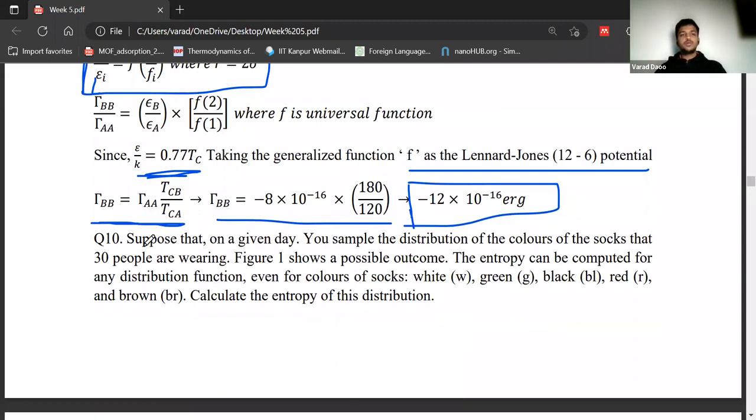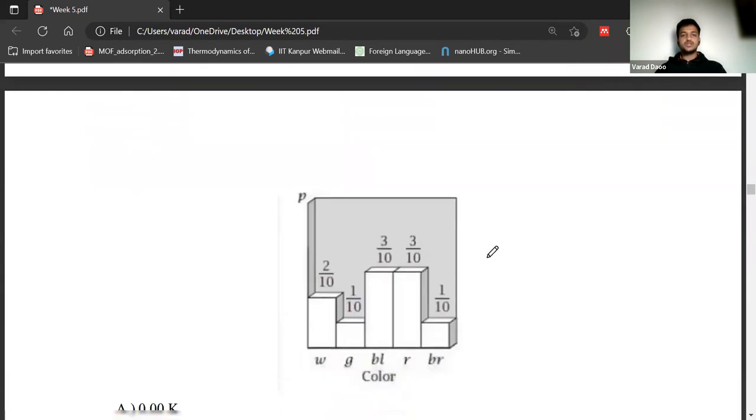The next question is, suppose that on a given day, you sample the distribution of colors of socks that 30 people were wearing. Figure 1 shows the possible outcome. The entropy can be computed for any distribution function, even for colors of socks, which are white, green, black, red, and brown. Calculate the entropy of this distribution.